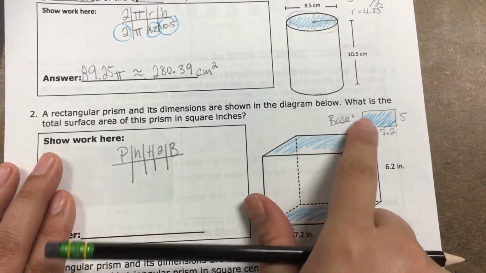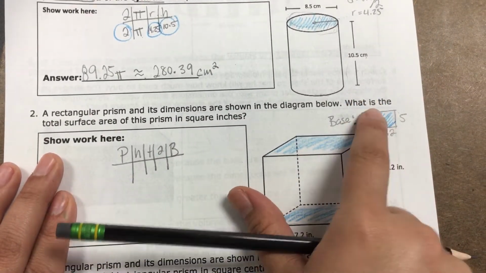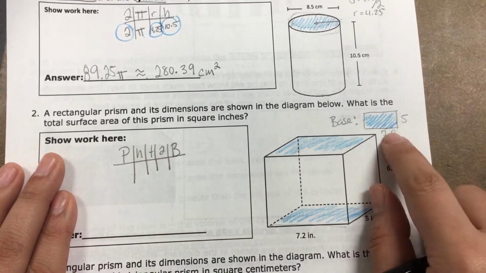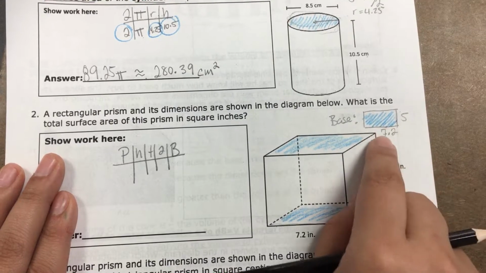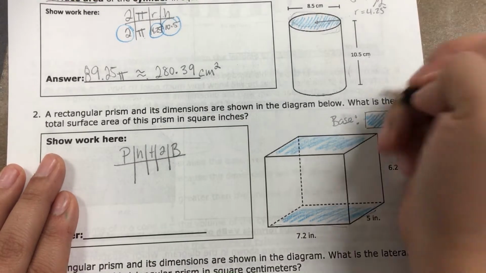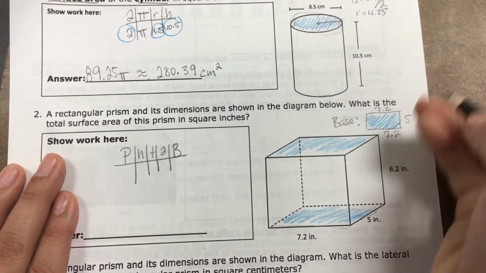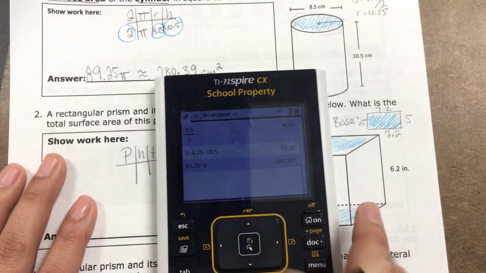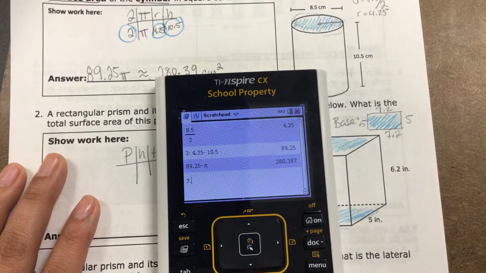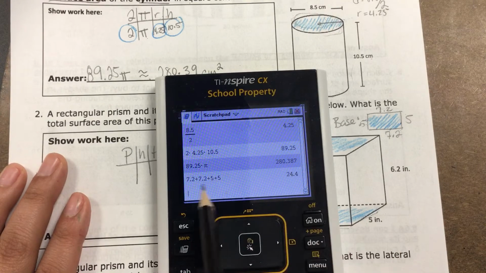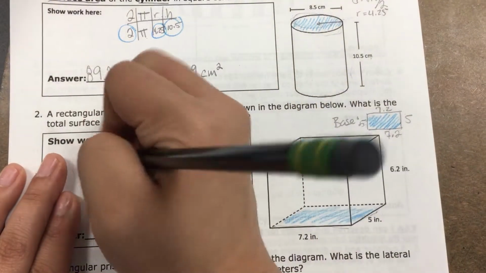P is the perimeter of the base. Well, here's our base. We have 1, 2, 3, 4 sides for our base. So when we find the perimeter, we need to add 4 numbers. But we only have 2 written down here. So we're going to go ahead and label that this 7.2 is the exact same as the one opposite of it. It's also 7.2. And then this one that's 5 is the same as this one over here, 5. So in our calculators, we're going to add 7.2 plus 7.2 plus 5 plus 5. Go ahead and click enter. Those 4 sides of my rectangle give me 24.4.